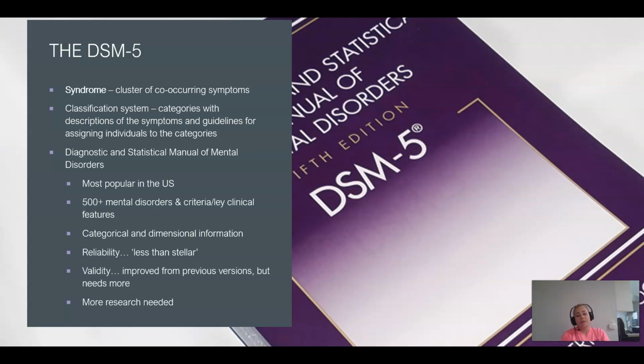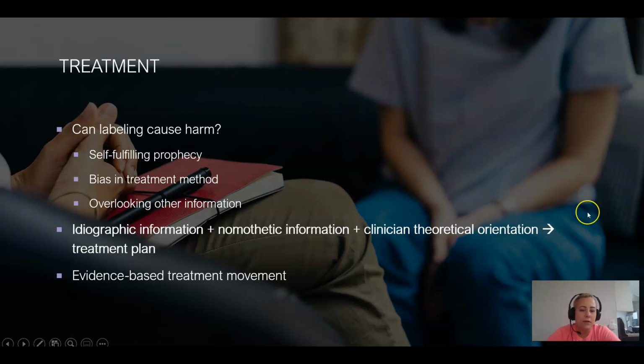But the DSM-5 lists all these syndromes, which are just clusters of co-occurring symptoms. It's most popular in the U.S., over 500 mental disorders and criteria for diagnosing them. It gives us categorical and dimensional information, so the categories in which they fall, so an anxiety disorder, depressive disorder, a body dysmorphic disorder, a lot of those types of things. There's so many subsections that we're going to get into. But also dimensional information, which is just going to look at the severity, because some people can have mild forms of obsessive compulsive disorder and others can be quite severe. We already talked briefly about the reliability and validity, but on the whole, more research is needed.